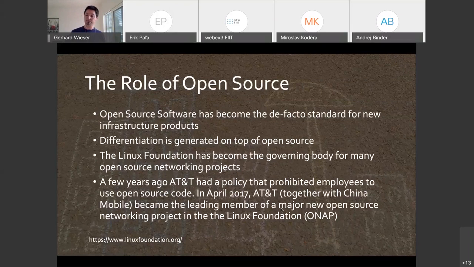All right. In the past, AT&T had a policy where they were not allowed to use open source because it was too dangerous. It was not clear what type of license it was.